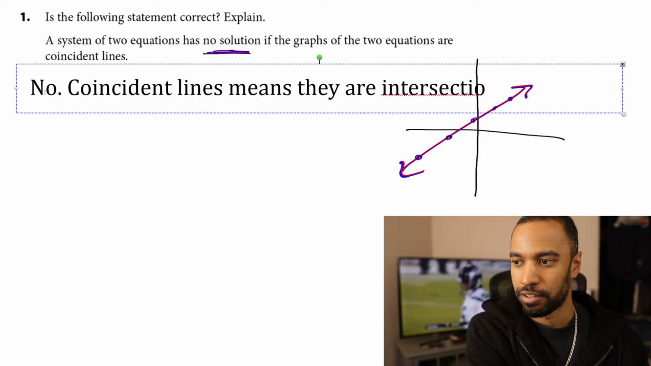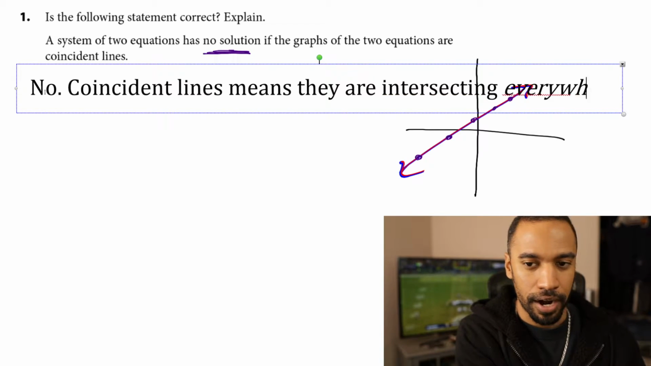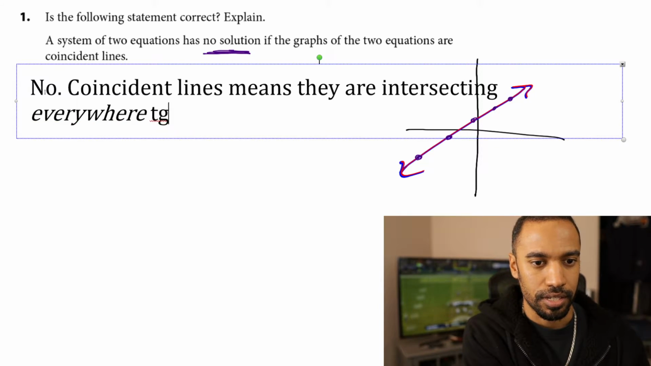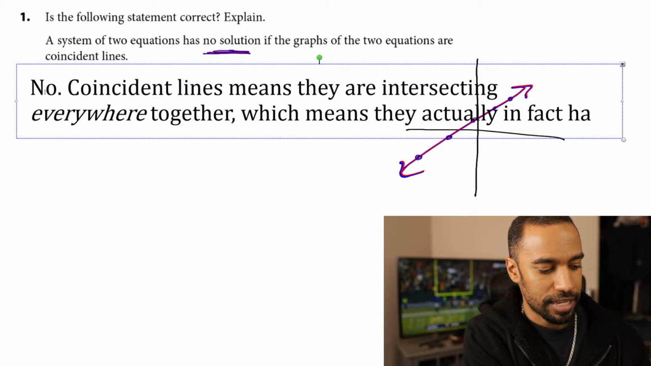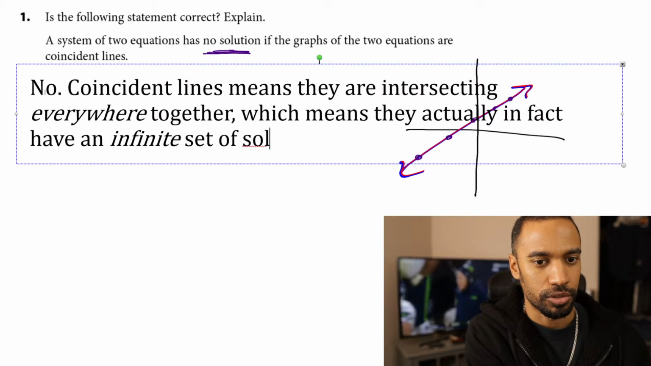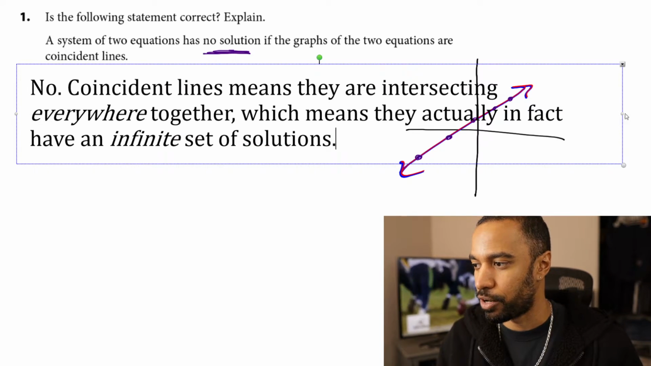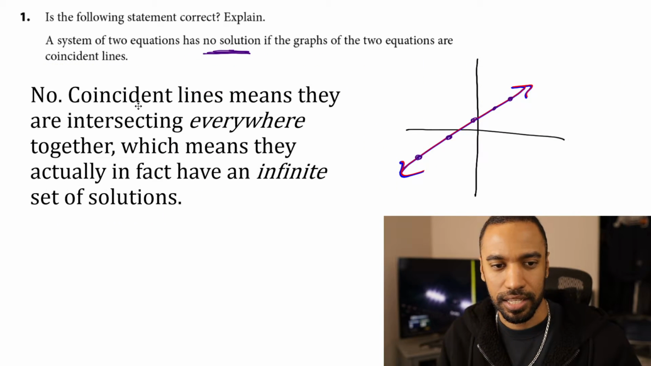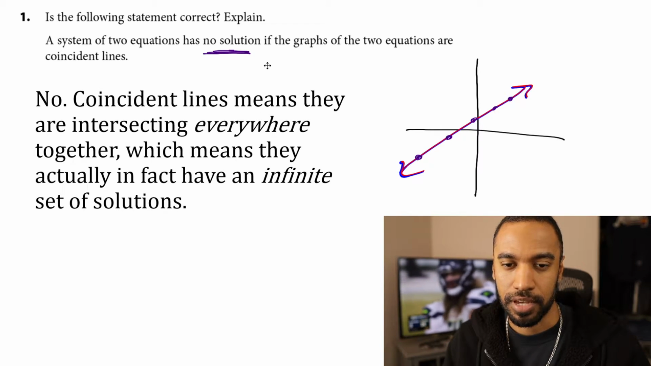These two equations being coincident lines means they are intersecting. Don't worry, I'll change the formatting here. It's going to overlap. They're intersecting everywhere together, which means they actually, in fact, have an infinite set of solutions. So that's what it means to have an infinite set of solutions, that they're intersecting everywhere together. Lines can only do one of three things. They can either intersect together once, not at all, or an infinite number of times.